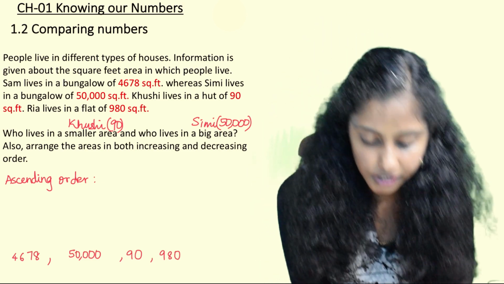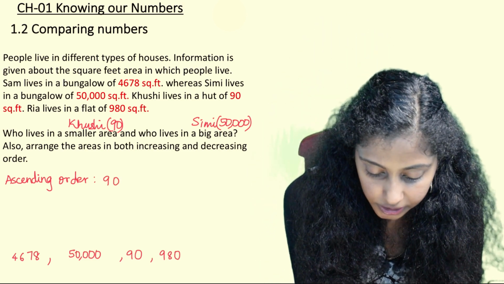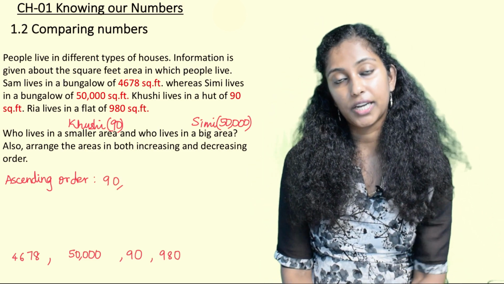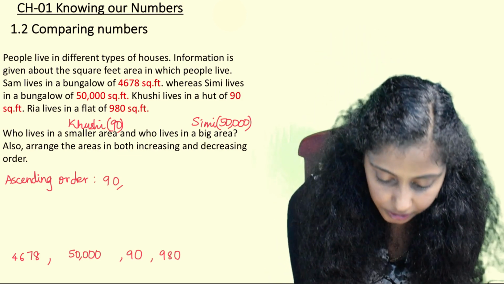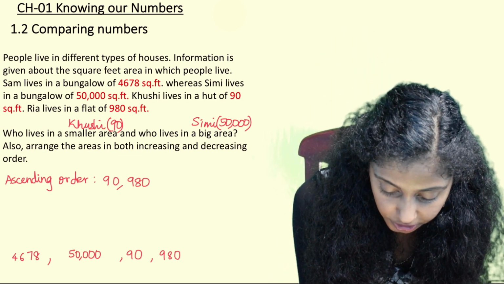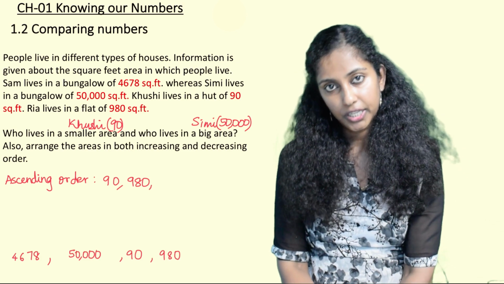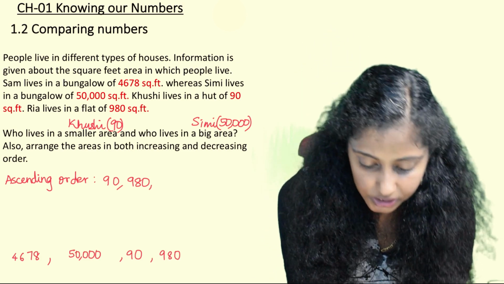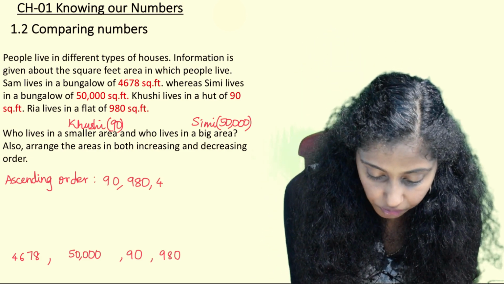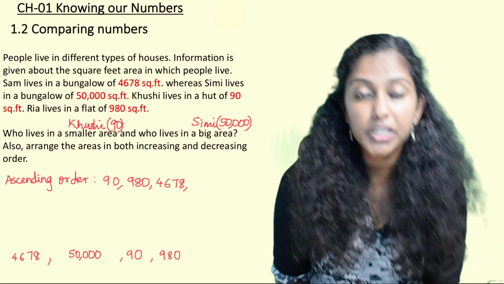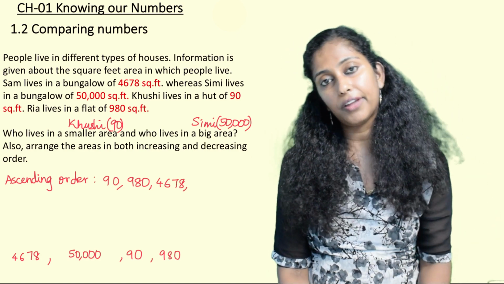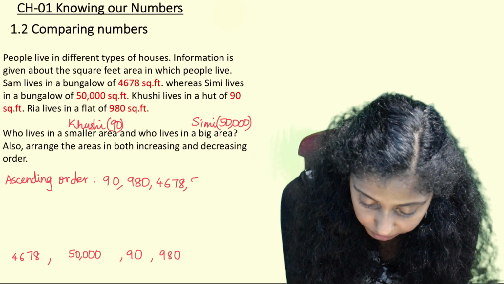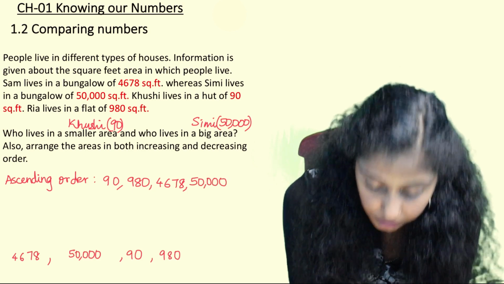So here the smallest is 90 because it has got the smallest number of digits, that is only 2. Then we have another bigger number which has got 3 digits, 980. Then we have another number which has got 4 digits, it is 4678, and ultimately we have another number which has got altogether 5 digits, 50,000.